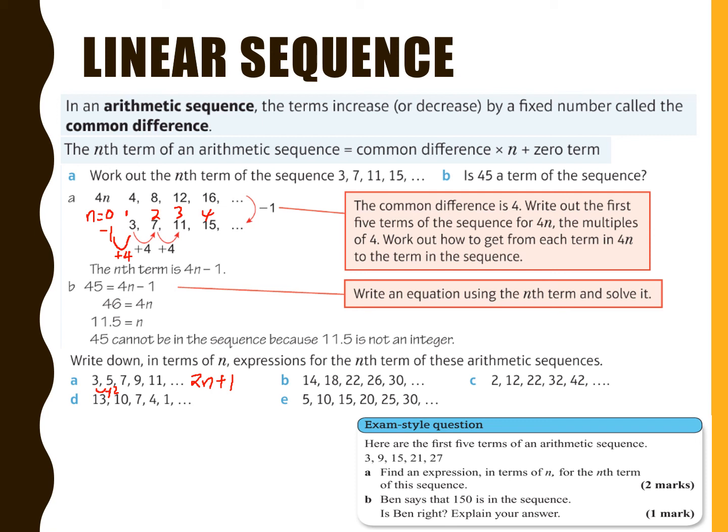So it says, we've just done it, right? If we're trying to find whatever your value is here, your nth term formula, then you're equating it to 150, solving it using your knowledge of solving linear equations that we've just done, and then say whether Ben is right or wrong using mathematical terms. Okay, if it's not a whole number, then you'd say, sorry, it can't be a term because n cannot be a decimal number. It has to be an integer.